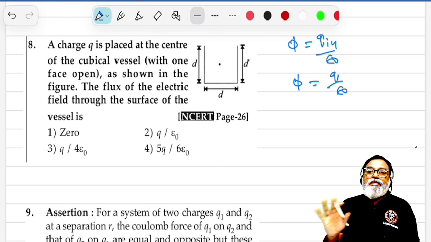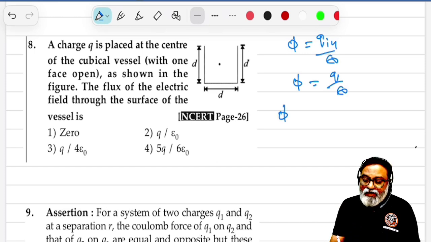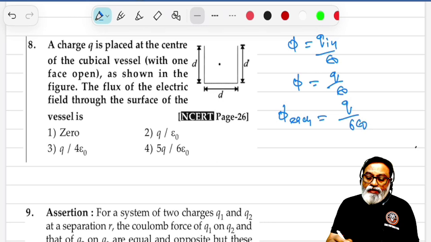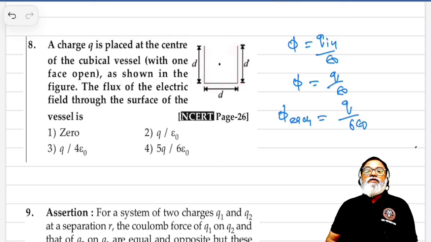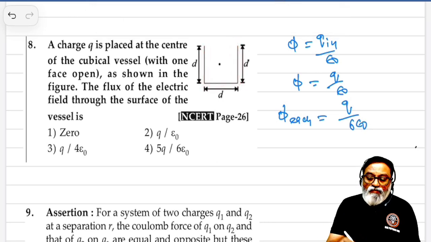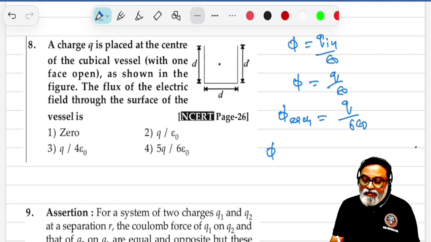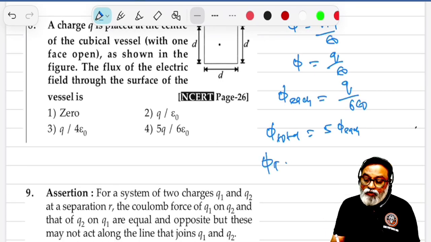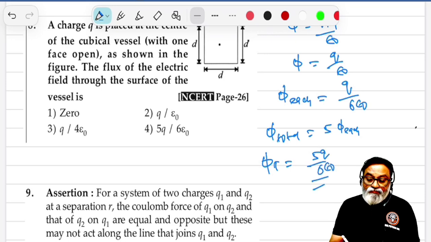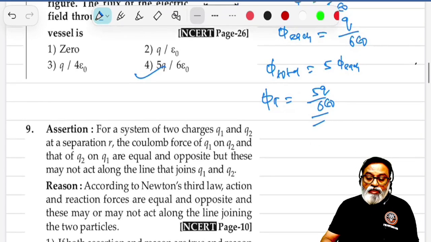For this room, there are 6 surfaces. Therefore, the flux passing through each surface is Q by 6 epsilon naught. But here only 5 faces are there. Therefore, the total flux passing through that cubical surface is equal to 5 into the flux passing through each face. Therefore, the total flux is equal to 5Q by 6 epsilon naught.